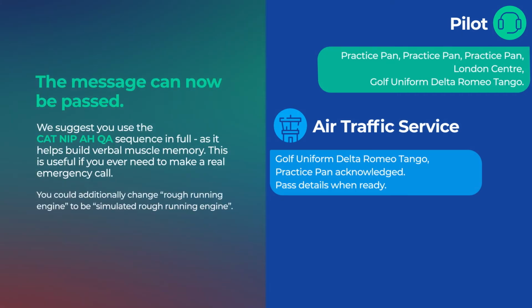The pilot now makes the practice PAN call. Although already in communication with London Centre by this point, we suggest you use the SATNIP AHQA sequence in full, stating the ground station's call sign again. It will help build verbal muscle memory for if you ever need to make a real emergency call.